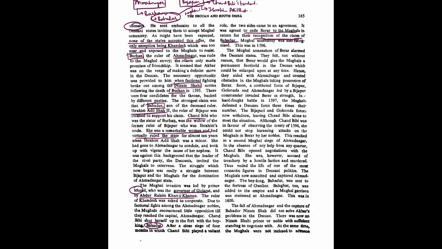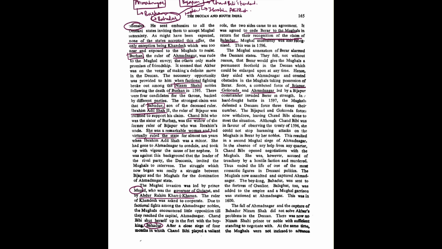The Mughal annexation of Berar alarmed the Deccan states. They felt, not without reason, that Berar would give the Mughals a permanent foothold in the Deccan, which could be enlarged upon in time. Hence, they sided with Ahmednagar and created obstacles in the Mughals taking possession of Berar. Soon, a combined force of Bijapur, Golconda, and Ahmednagar, led by a Bijapur commander, invaded Berar in strength.